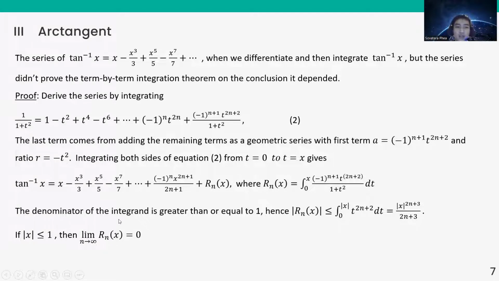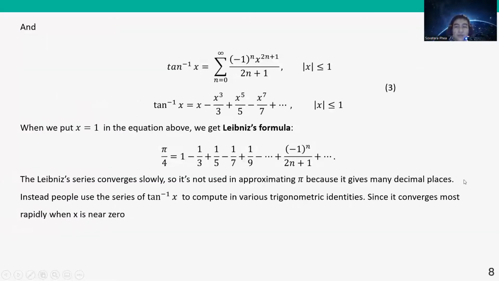And the denominator of the integrand is greater than or equal to 1, then the absolute value of R_n(x) is less than or equal to the integral from 0 to absolute value of x of t^(2n+2), equal to absolute value of x to the power 2n+3 over 2n+3. And if absolute value of x is less than or equal to 1, then the limit as n approaches infinity of R_n(x) equal to 0.